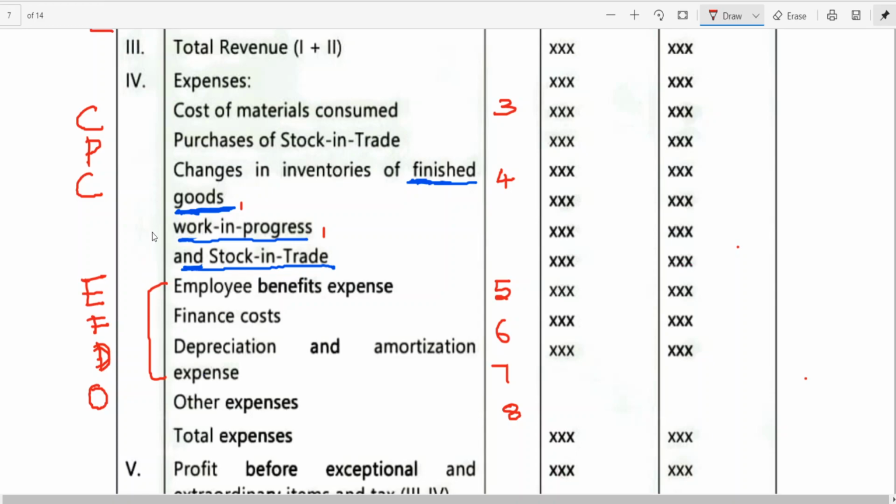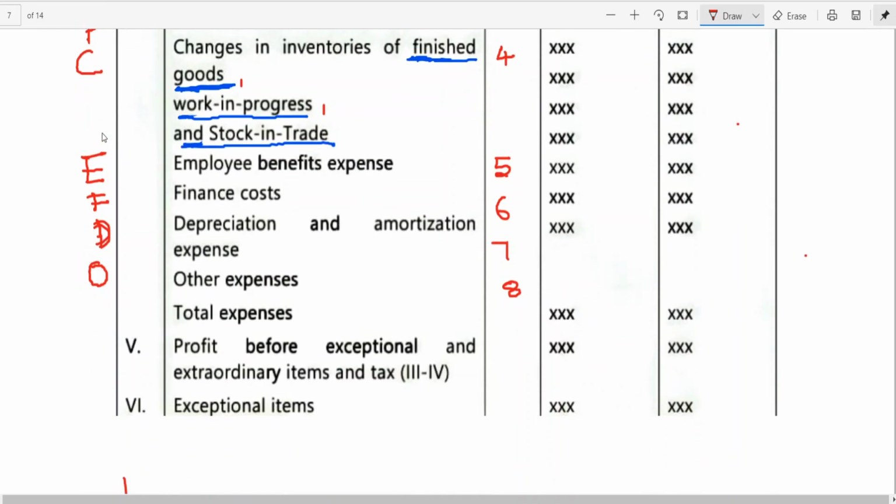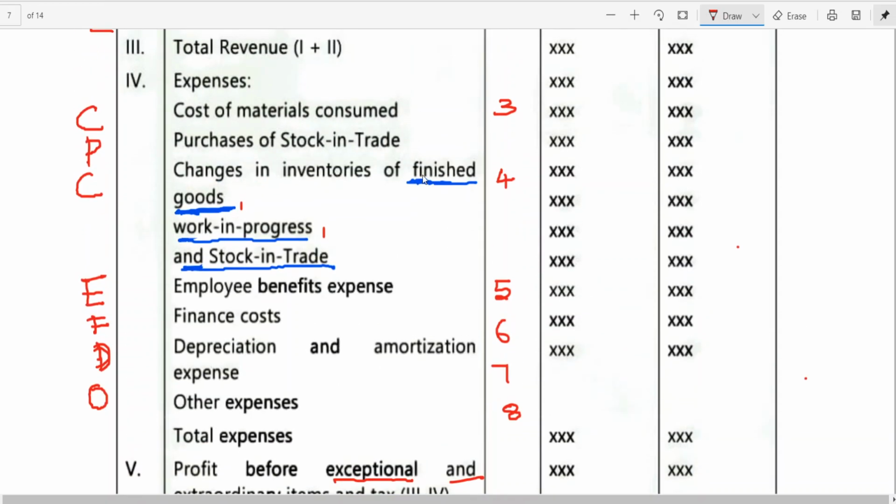So this is only my abbreviation. You don't have it anywhere in the material, my dear friends. Just for you to remember, for doing the problems. If you are good enough in doing it, that's fine. Otherwise, you can take total revenue minus CPC, EFDO. You will be getting profit before exceptional and extraordinary items. And the numbers which I have given, I will be explaining later on.